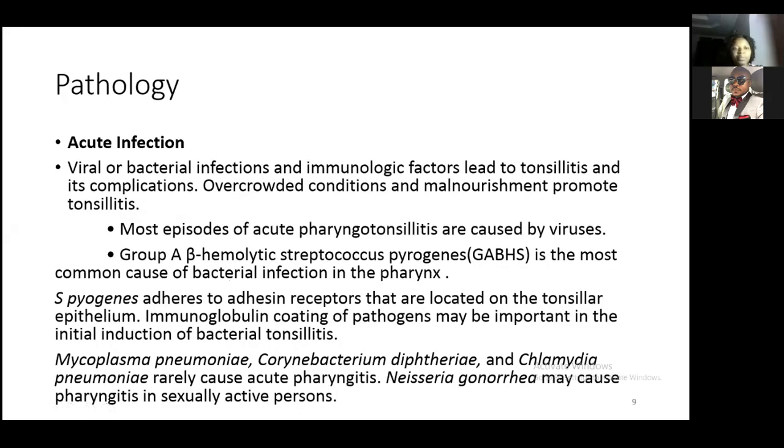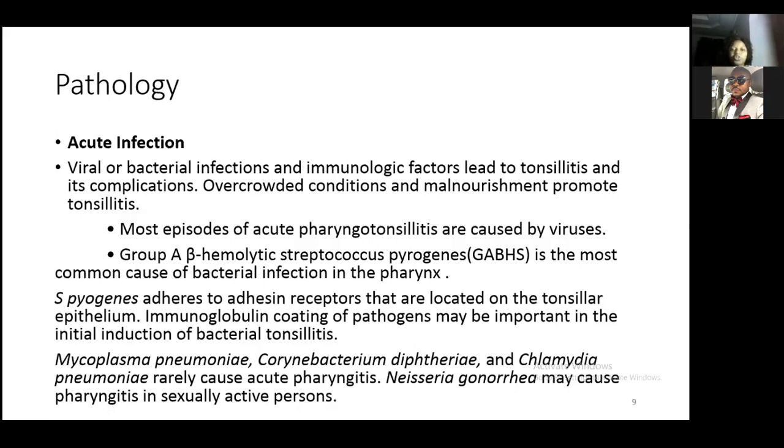Now, the pathology. I think I will dwell more here because this is the crux of the whole adenotonsillar diseases we'll be talking about this evening. The first part is the acute infection. Viral or bacterial infection and immunological factors can lead to tonsillitis and its complications. Factors such as overcrowding and malnutrition also promote the manifestation of this disease.